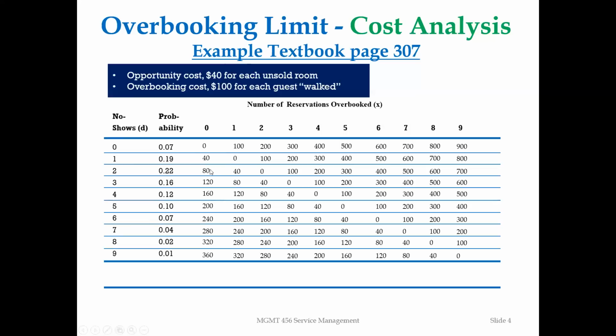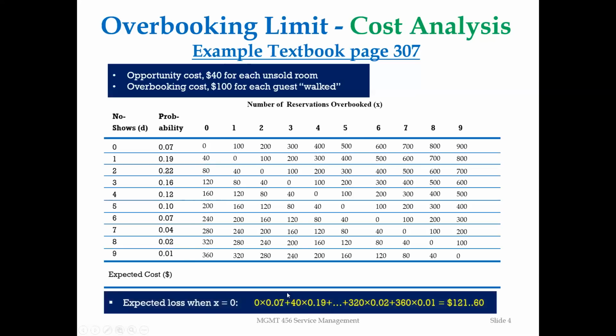So what I can do is take the expected value. It will be 0 times the corresponding probability, which is 0.07, plus 40 times the corresponding probability, which is 0.19, plus 80 times the corresponding probability, which is 0.22, plus 120 times the corresponding probability, which is 0.16, plus 160 times the corresponding probability, which is 0.12. So do the math. Expected cost: you get 121.60. So this is the expected cost.